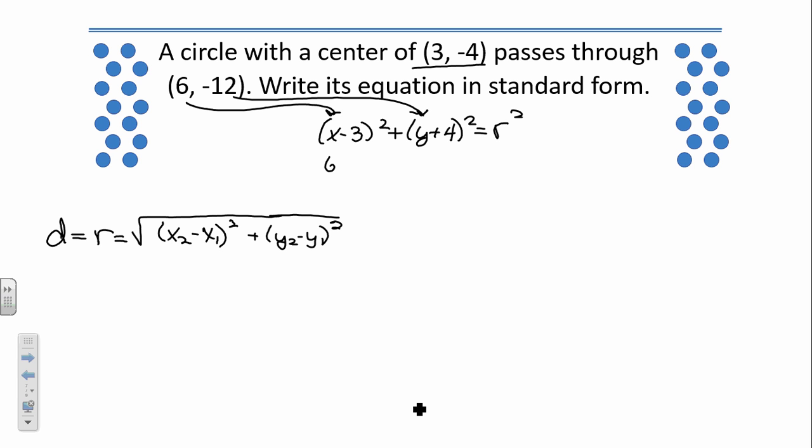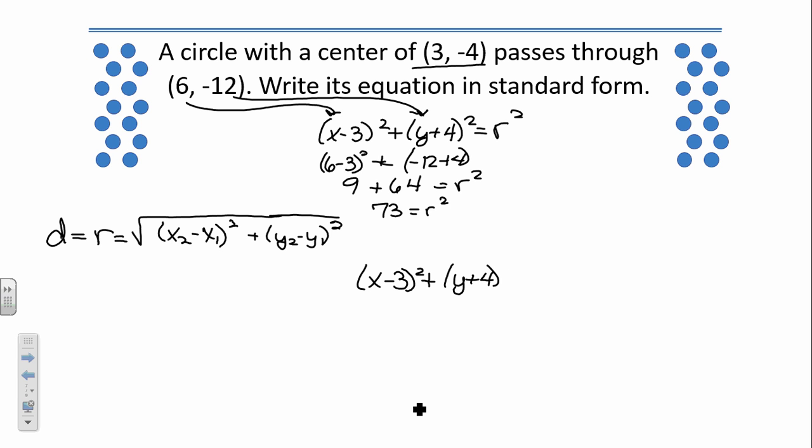6 minus 3 is 9. 3 squared is 9. Negative 12 plus 4. So negative 8 squared is 64. So what's 9 plus 64? It's 73. So we're going to have 73 as r squared. So square root of 73 would be r. So now we rewrite our equation as x minus 3 squared plus y plus 4 squared equals square root of 73 squared.